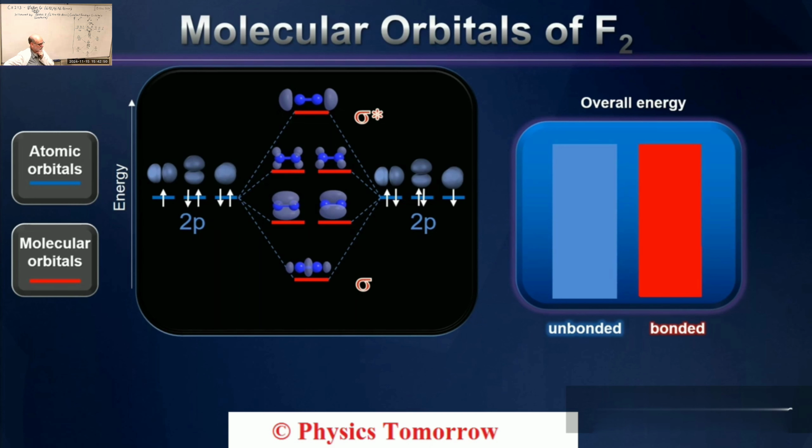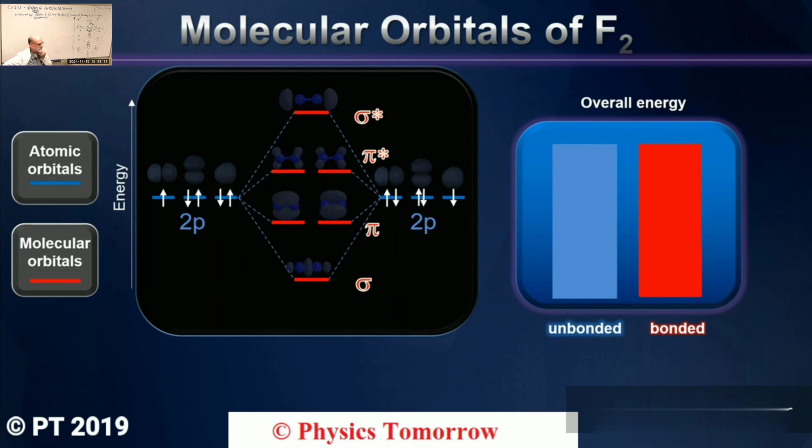But we have some new players here. Those are the orbitals that result from the side-to-side overlap of p orbitals that we call pi and pi star MOs. So we have to figure out exactly where the electrons will go in this system and whether or not there's a real energetic benefit to putting them there, and that will help us determine whether or not fluorine will make a bond. Let's do that now.